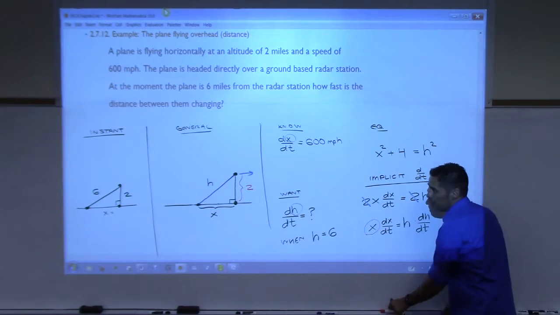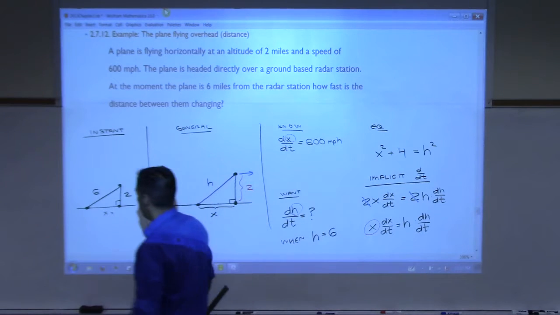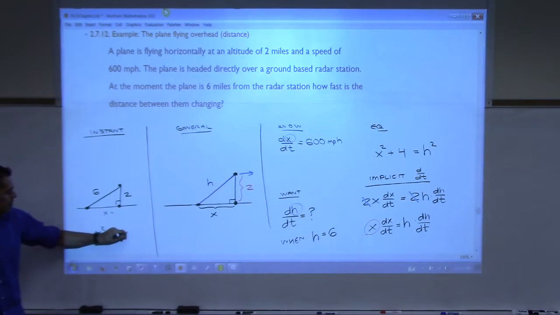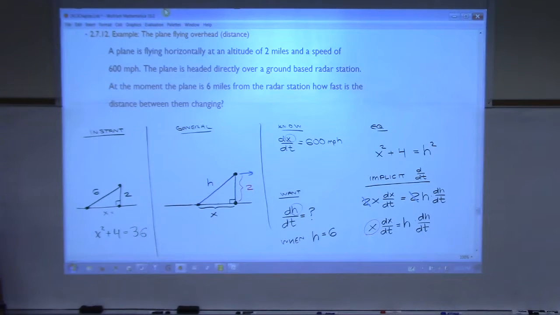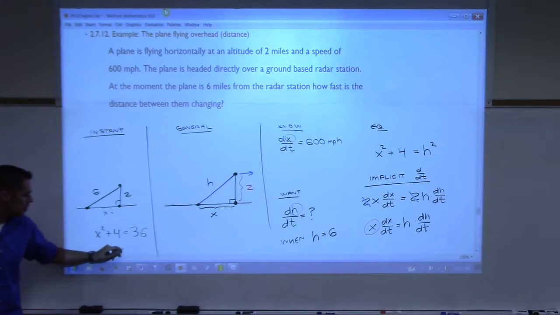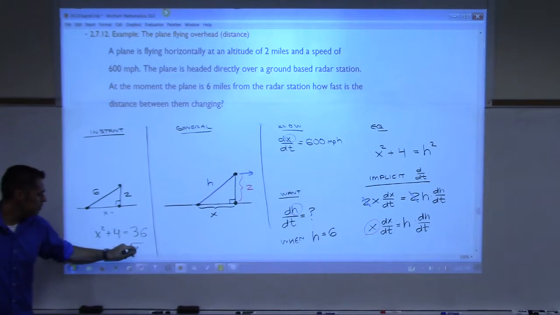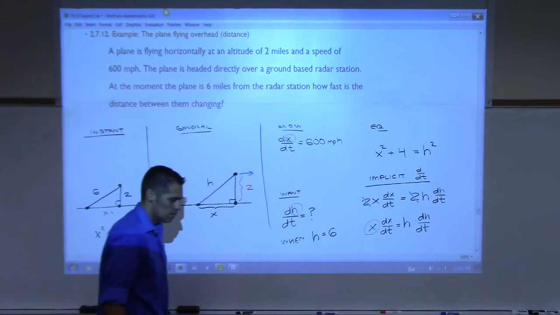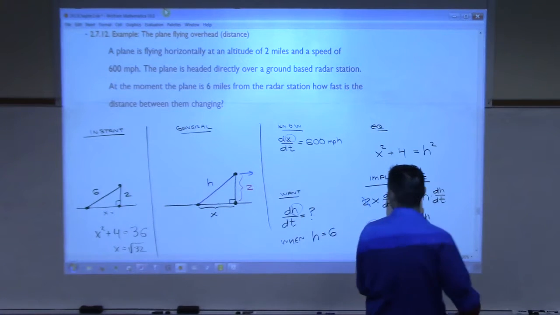So I come back over here, and I use the Pythagorean identity that says x squared plus 2 squared must be 6 squared. So subtract 4 on both sides. Take the square root. Root 32 is x. Questions?